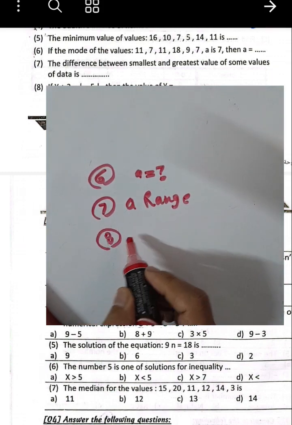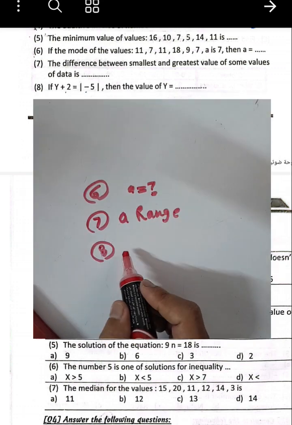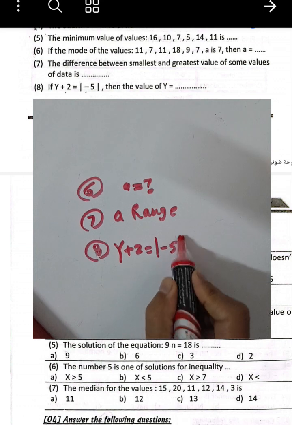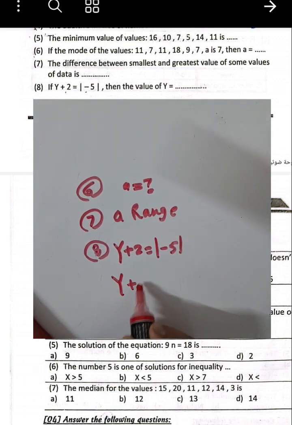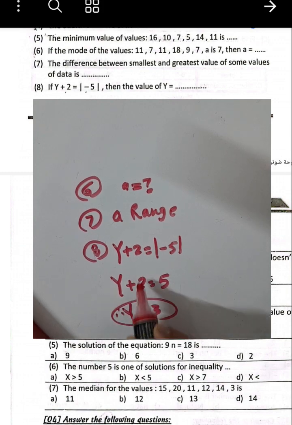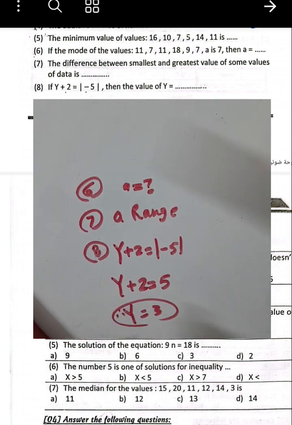Question 8. If y plus 2 equals the absolute value of negative 5, then y plus 2 will be 5. Then y will be equal to 3. Okay.